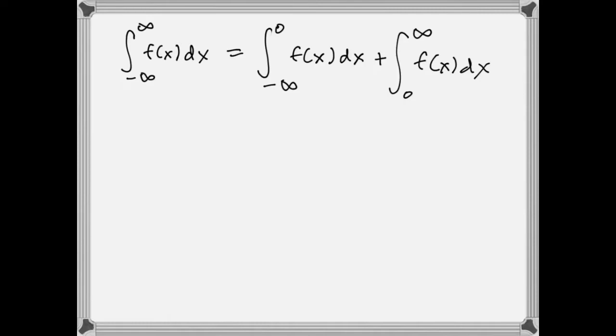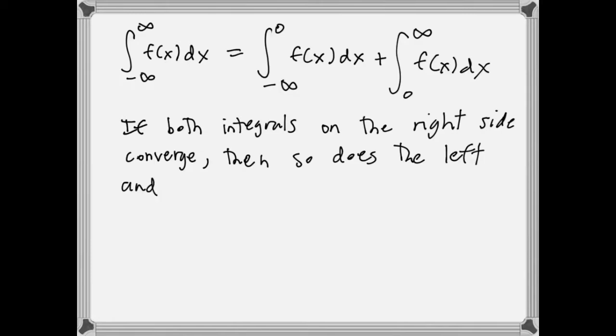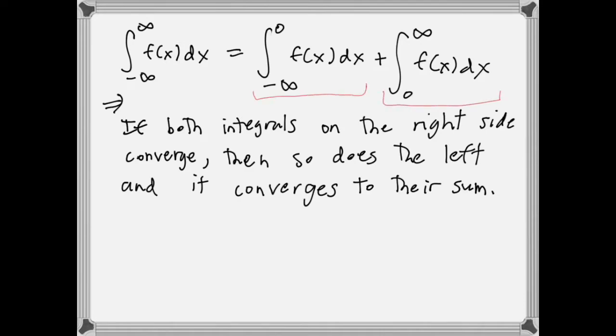So what we would do is we would say if both integrals on the right side converge, then so does the left. And it converges to their sum. Okay, that is what this statement I just wrote means. So in other words, if this converges and this converges, then you can say that this guy converges also.